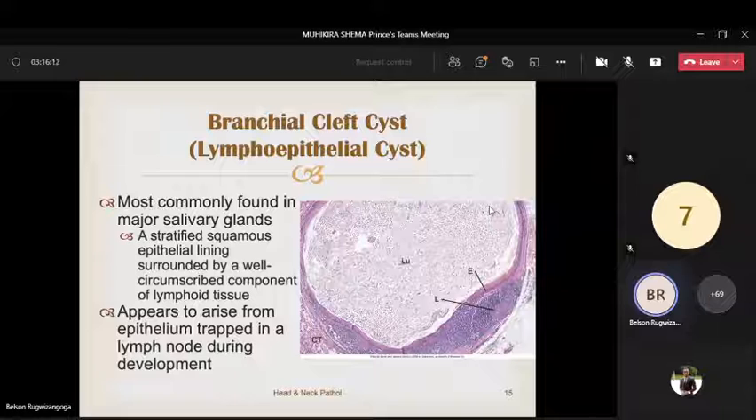So the branchial cleft cyst, which is also called the lymphoepithelial cyst, meaning that it has both epithelial and lymphoid components. So here is the lymphoid tissue, then these are epithelial cells. Then there is a cyst filled with keratin debris.